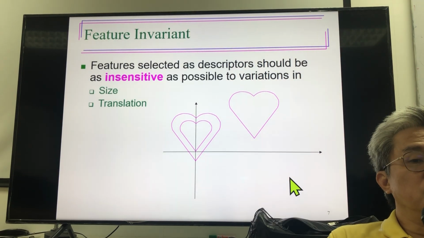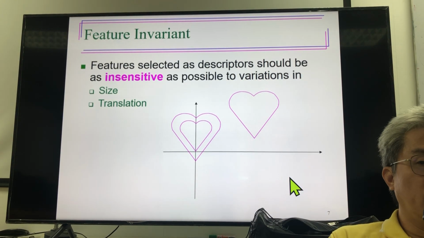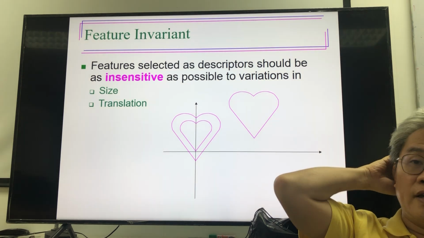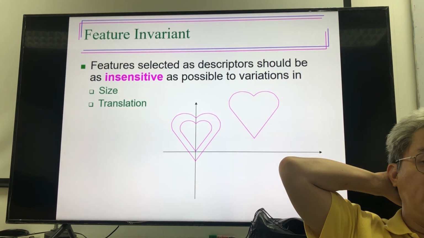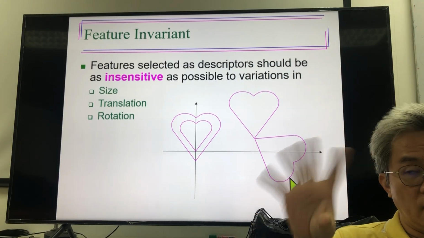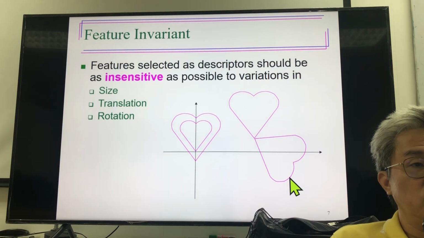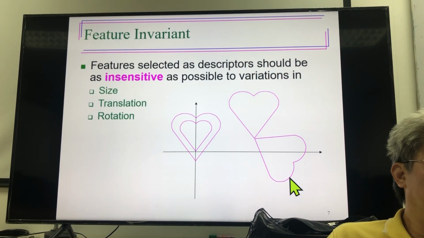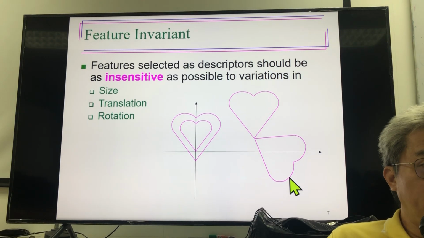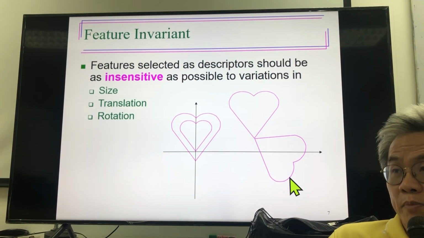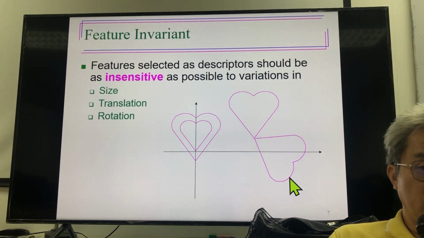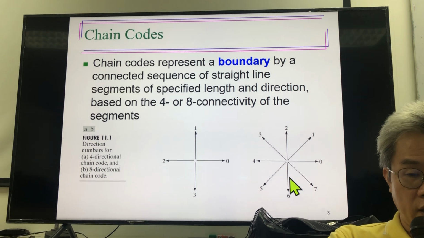Or invariance to translation. This is what we usually want. It doesn't matter where in the image it happened. It should be described by the same descriptor. So it should be invariant to translation. It should be invariant to rotation. Even though the object is rotated, the descriptor should stay the same, to be insensitive to rotation. These are some of the features that we prefer. Most of the time we prefer features that are invariant to size, invariant to translation, invariant to rotation.